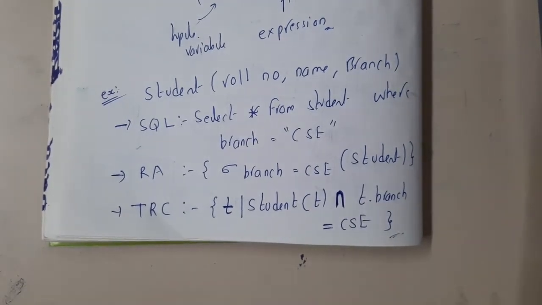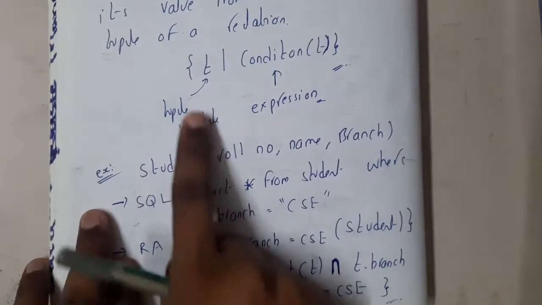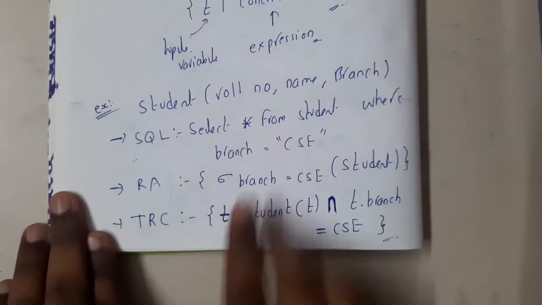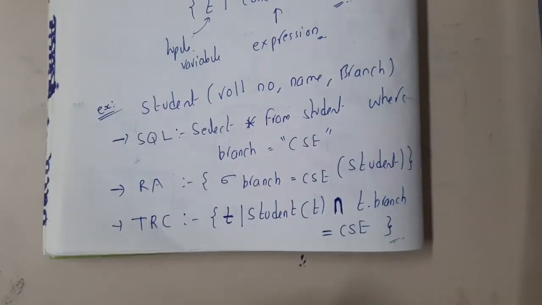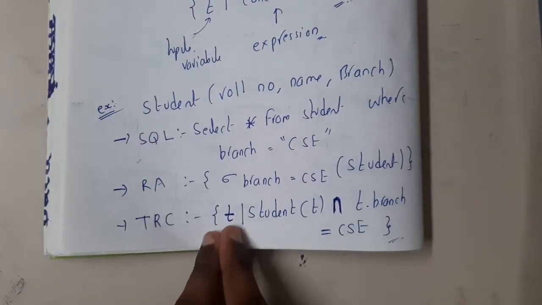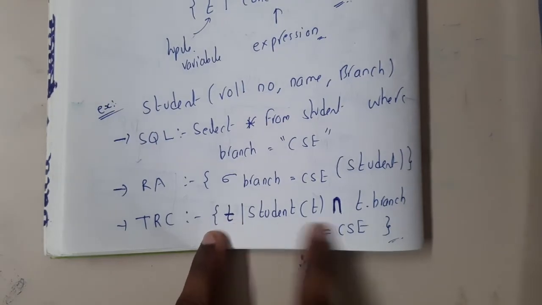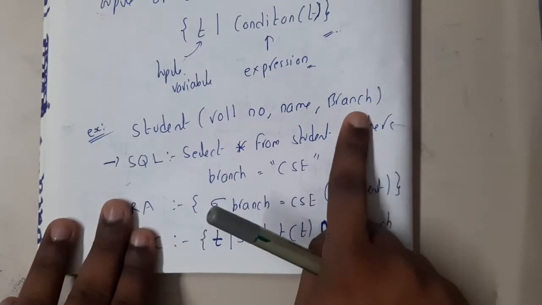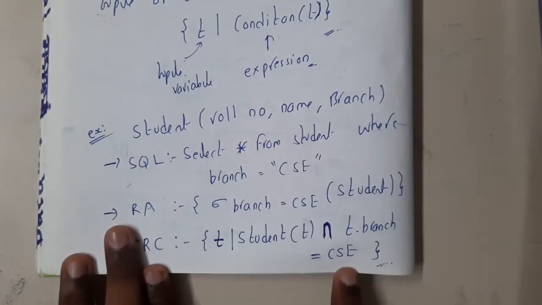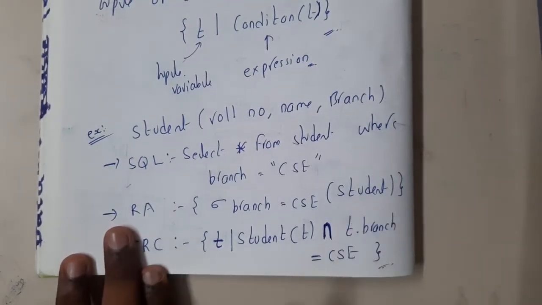When it comes to tuple relational calculus, the first thing is a tuple variable. In this tuple variable, I am going to select all the rows and all the columns, like the whole database, and store it in this T. So T dot branch equal to CSE means that inside that T we have a branch, and inside that branch I am checking whether it is CSE or not. Now you are clear with this statement.